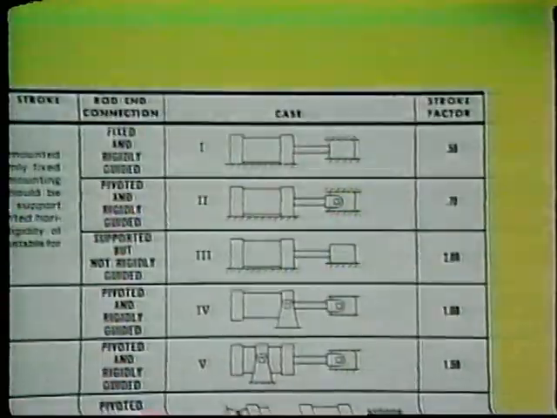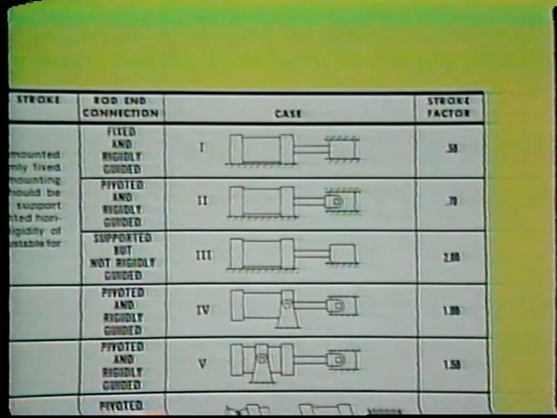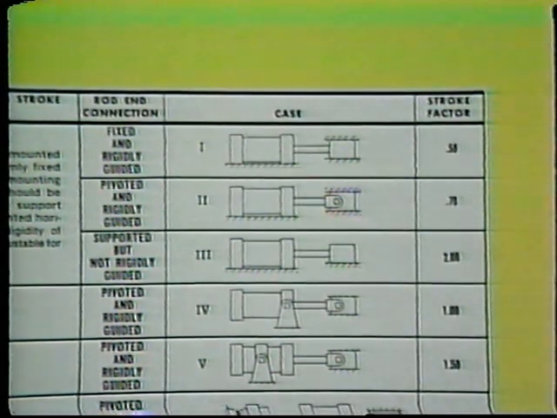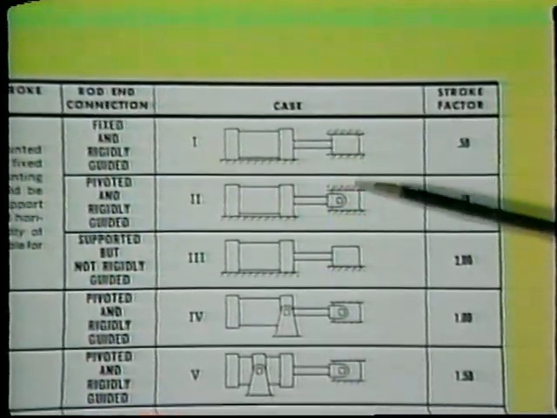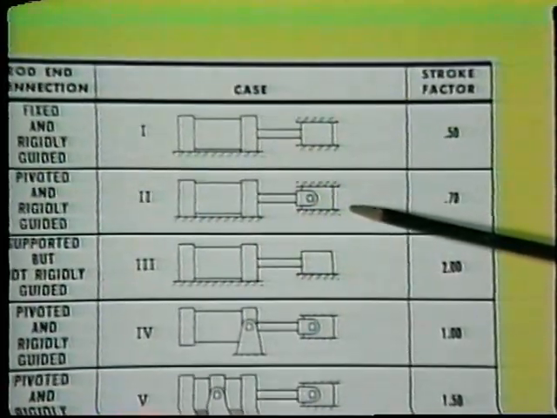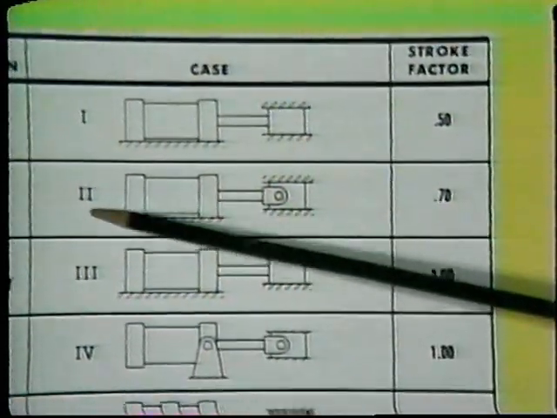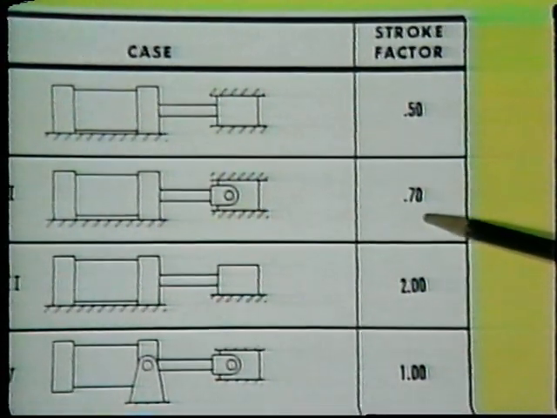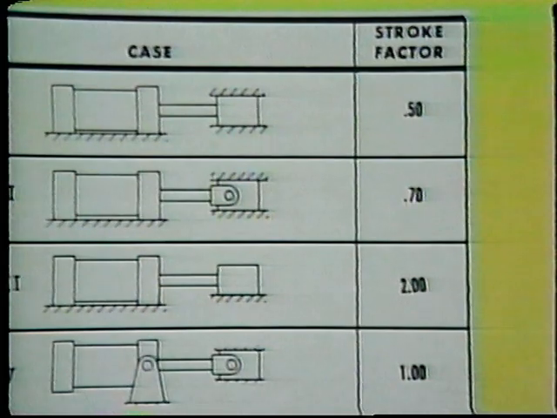Let's suppose you have a cylinder with side lug mounting, and it is connected to a load that is guided and pivoted. What stroke factor would you select? Well, a cylinder with side lug mounting, as we've seen, falls into Group 3. And you can see here, Case 2 covers the fixed mount pivoted load combination. So you would use a stroke factor of 0.7.